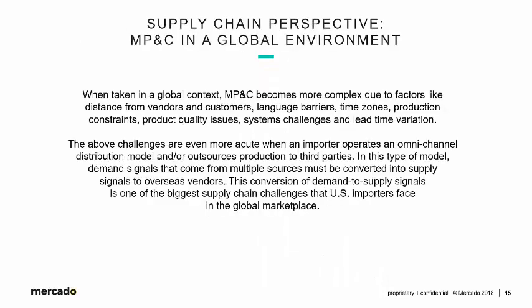Let's add a little bit more perspective, albeit a shorter supply chain perspective, on some observations relating to manufacturing planning and control in a global environment. When taken in a global context, MP&C becomes more complex due to factors like distance from vendors and customers, language barriers, time zones, production constraints, product quality issues, systems challenges, and lead time variation. That's a long sentence. Let's break it down a little bit.